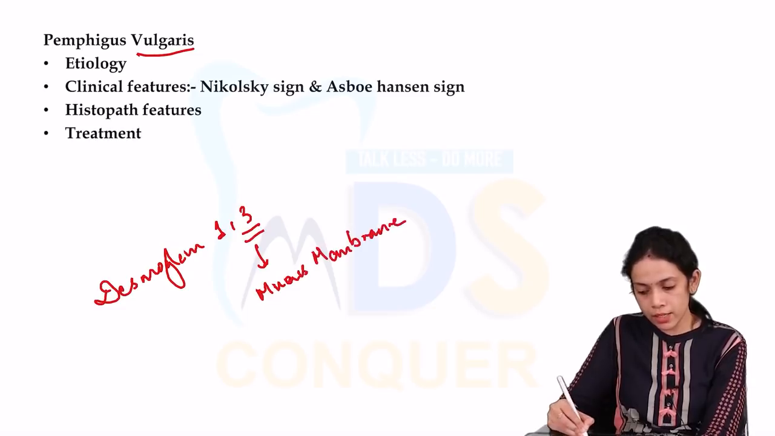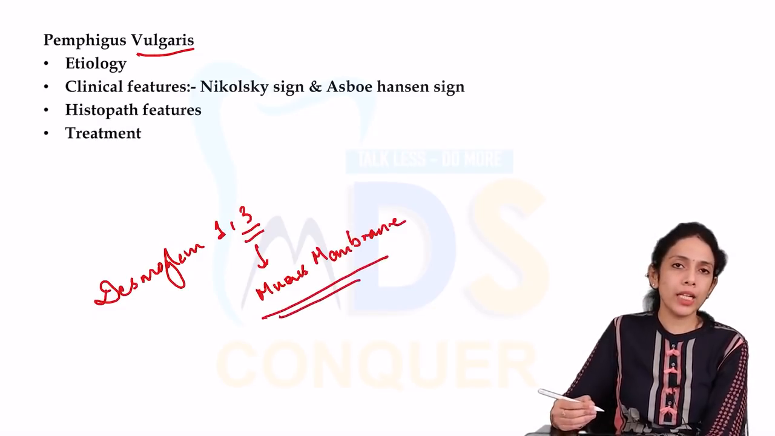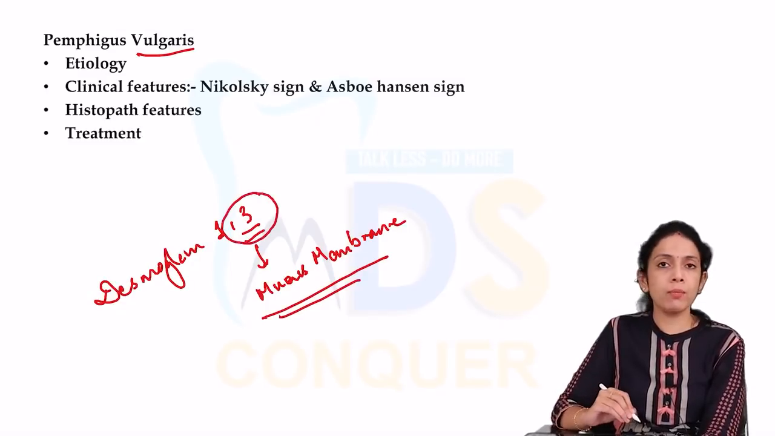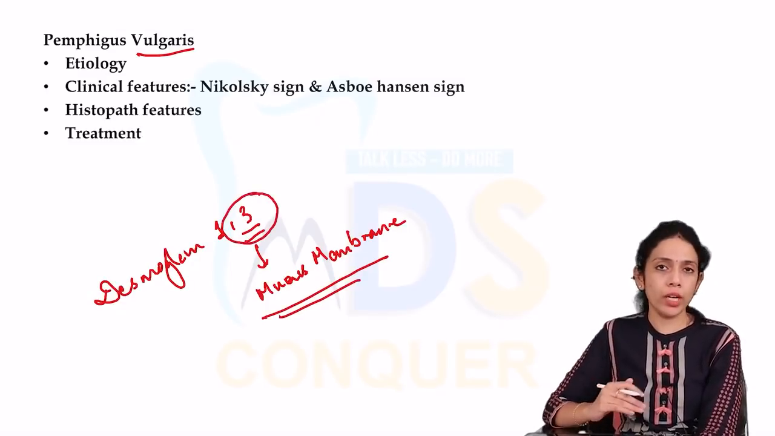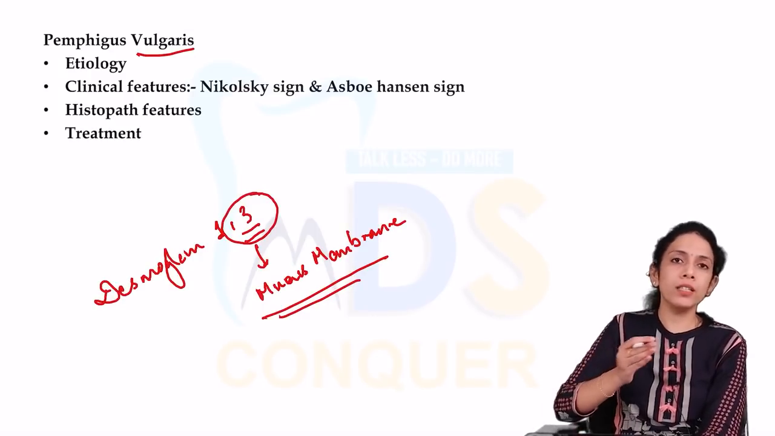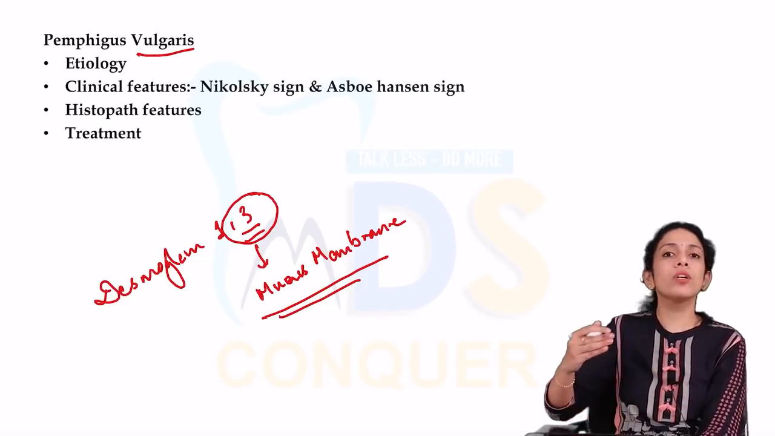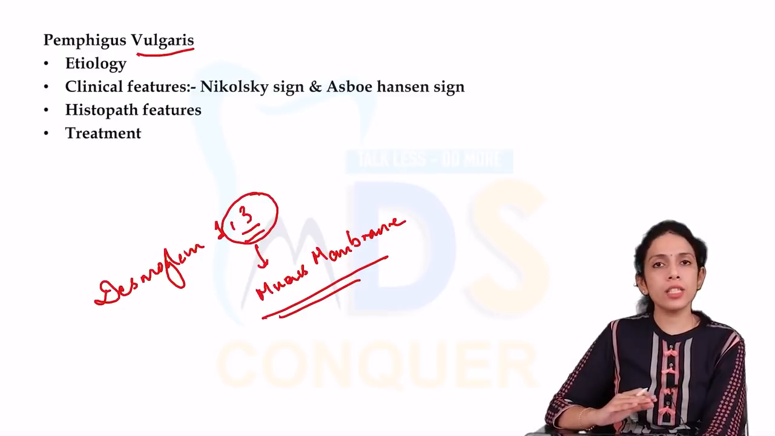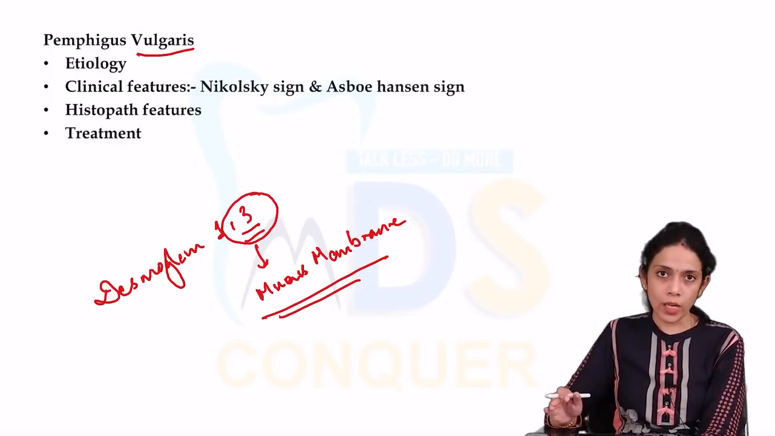So that is the reason why in pemphigus vulgaris the oral lesions appear first, because most of the autoantibodies are against desmoglein 3. Predominantly the autoantibodies are against desmoglein 3, followed by desmoglein 1, and desmoglein 3 is abundant in the mucous membranes. That's the reason the oral lesions appear first in pemphigus vulgaris.